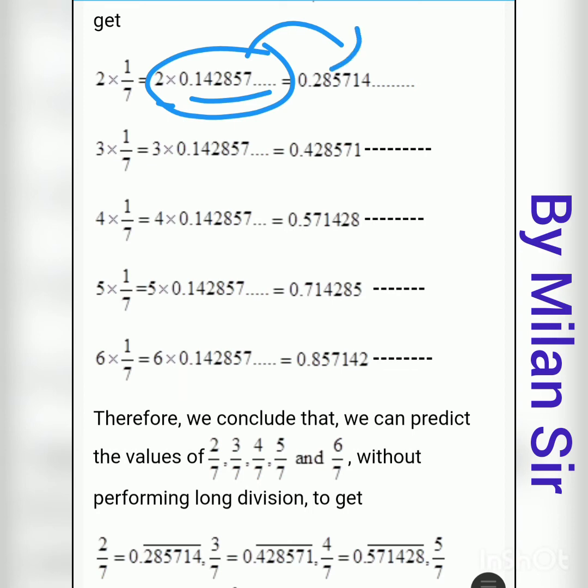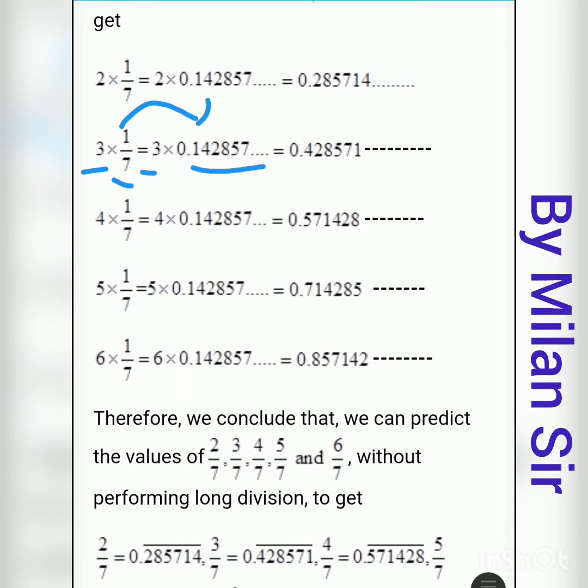0.285714 and continuous. Okay, if you want to find 3 by 7, then 3 multiply 1 by 7. So 3 multiply, now the value of 1 by 7 is given in the equation, 0.142857. Right, so we get the answer 0.428571.